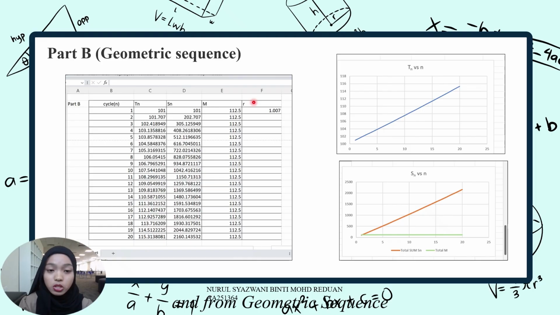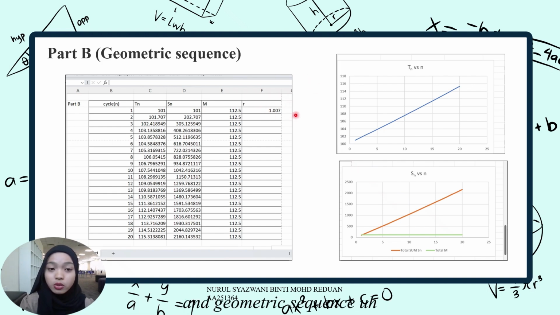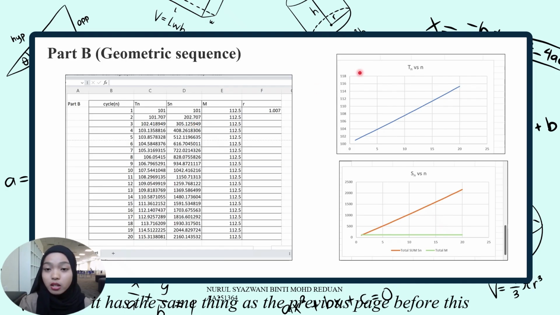And for the geometric sequence, it has the growth ratio R, which is 1.007. The geometric sequence has the same layout as the previous page.